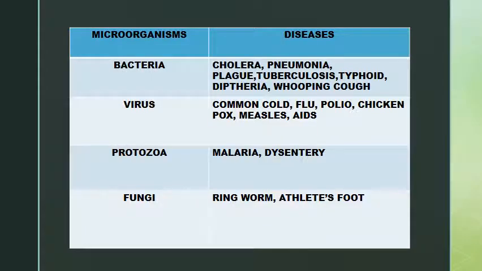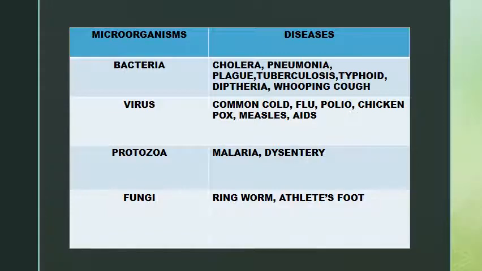Now, in this table, some of the communicable diseases which are caused by microorganisms are given. Let us study one by one about each microorganism. Now, first is bacteria. Bacteria are the germs which have a single cell. They may be round shaped or spiral shaped. They live in air, soil, water, inside other plants, animals, and in human beings. They cause diseases like cholera, pneumonia, plague, tuberculosis, typhoid, diphtheria, and whooping cough.